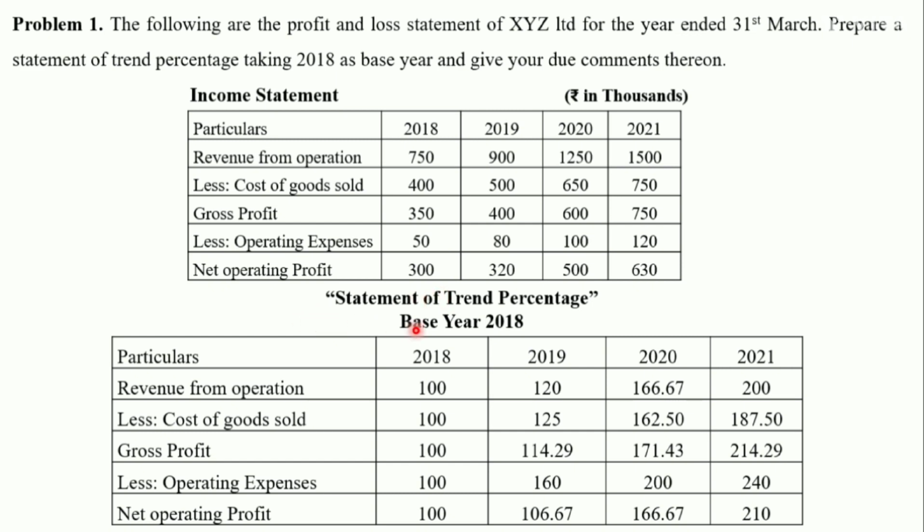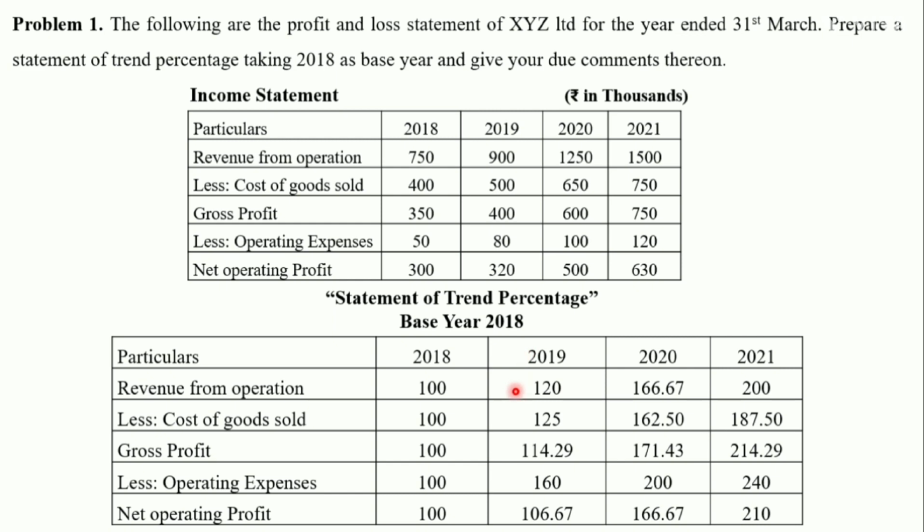See, the first step of the trend percentage or trend analysis is, first of all we have to decide the base year. In this problem I have decided the base year as 2018. That's why, as I have decided 2018 as the base year, I have written 100 for each component of the income statement. You can see here 2018 revenue from operations 100, cost of goods sold 100, gross profit 100, operating expenses 100, net operating profit is 100. Now the second step is we have to find out the trend ratio.